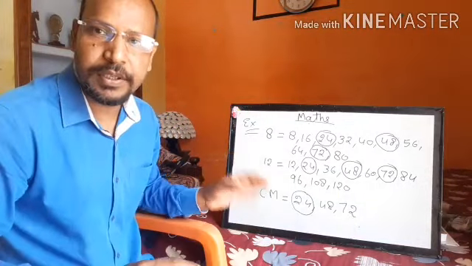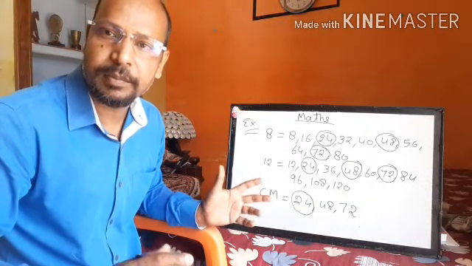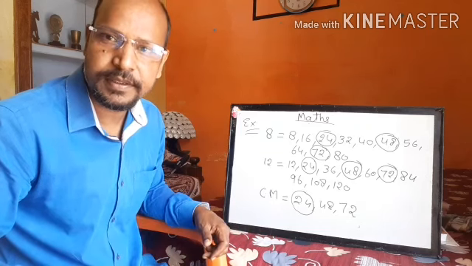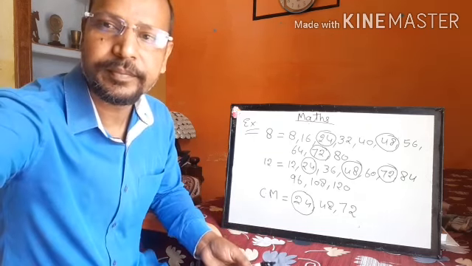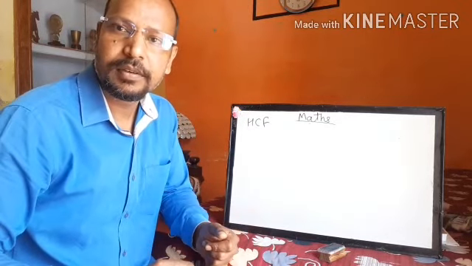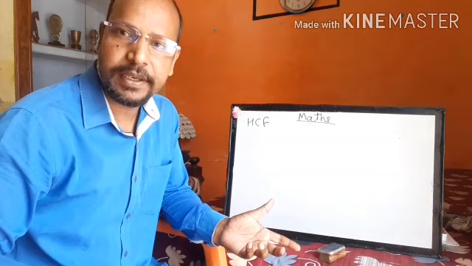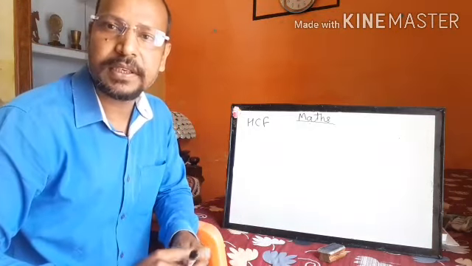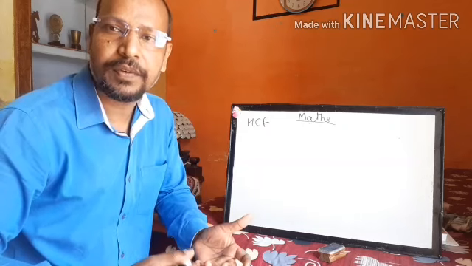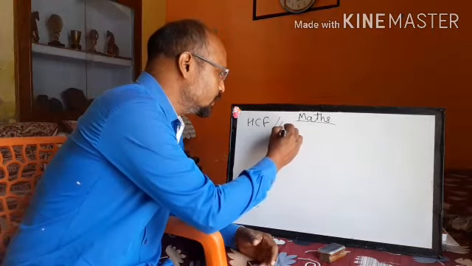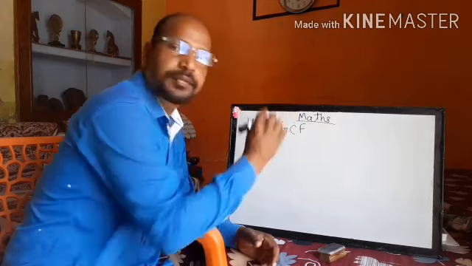So have you understood this method of finding common factors and common multiples? Okay, let's talk one by one about HCF and LCM. First, I'm going to take the HCF. HCF stands for highest common factor or greatest common factor. It is also known as the GCF.